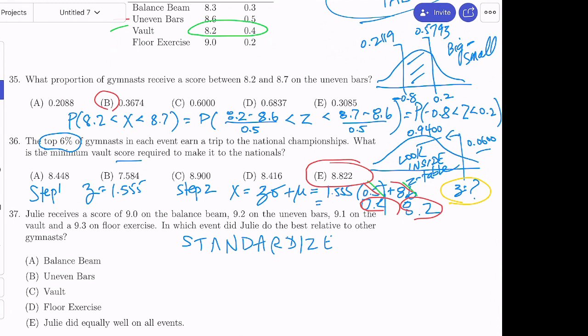So for the balance beam, let's do them right here. She got 9. On uneven bars, 9.2. The vault, 9.1. And floor exercises, 9.3. So standardize each one, where this is the mean and this is the standard deviation above. These are Z.